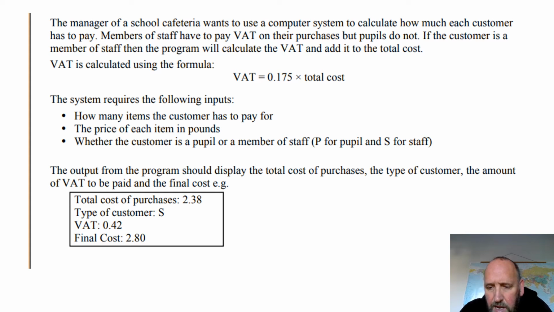And here's a wee example. Total cost of purchase is £2.38. The type of customer is S for staff. So the VAT is worked out at 0.4242 pence. The final cost, if we add the two of them together because the member is staff, is £2.80.